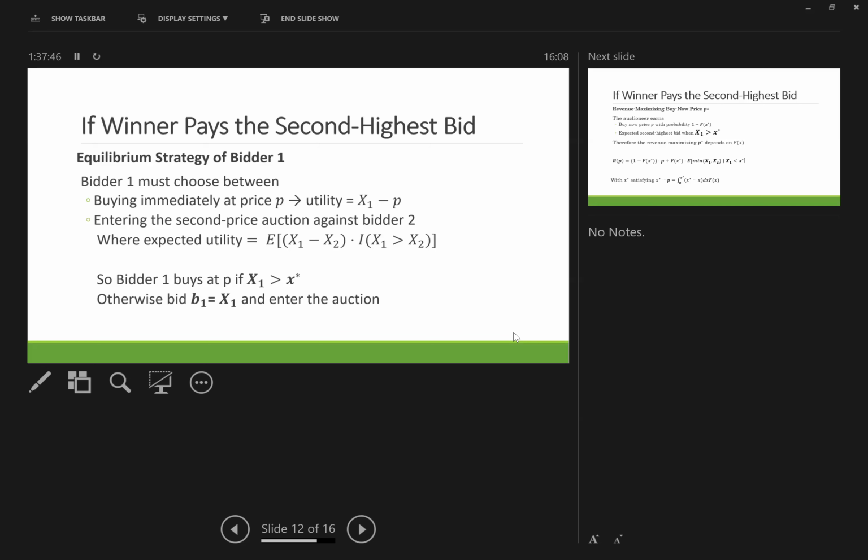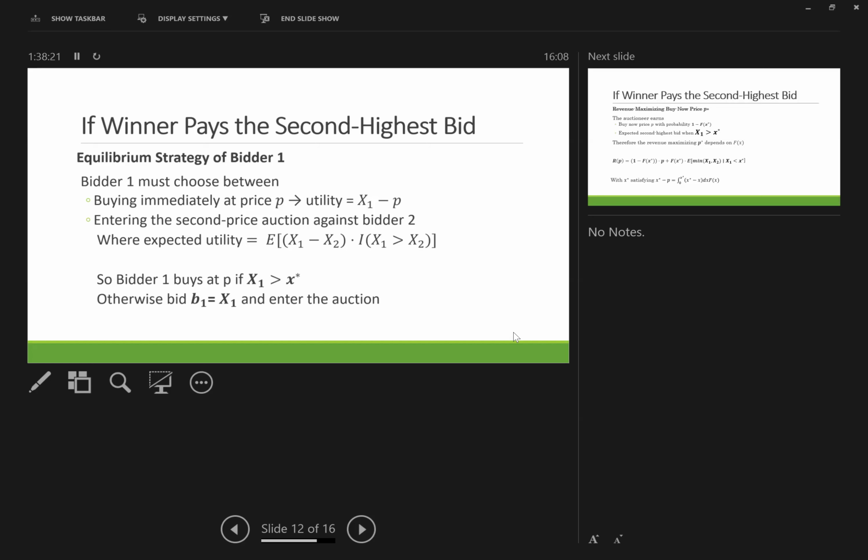So how much you value the item minus the price that you paid for it. At the end of the day, what utility do you have? You have your value minus how much you paid for the item. So in this case, if your value is less than P, then there is no point buying at P, because who would want to run into negative utilities? No one. You get the point.